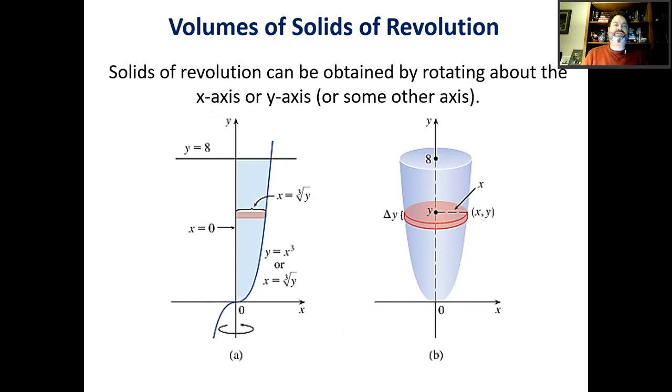All right, so we can obtain solids of revolution by rotating around the x-axis or the y-axis or some other axis. So it turns out lots of things can happen. So this is a picture of a y-axis disk.